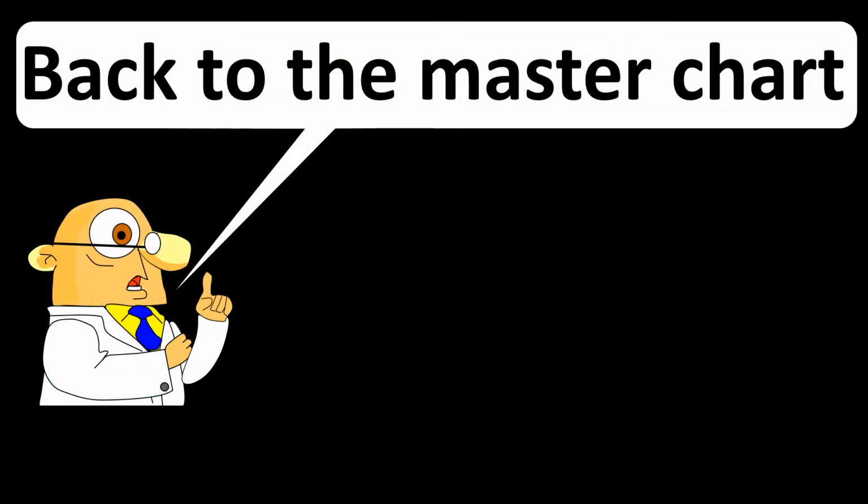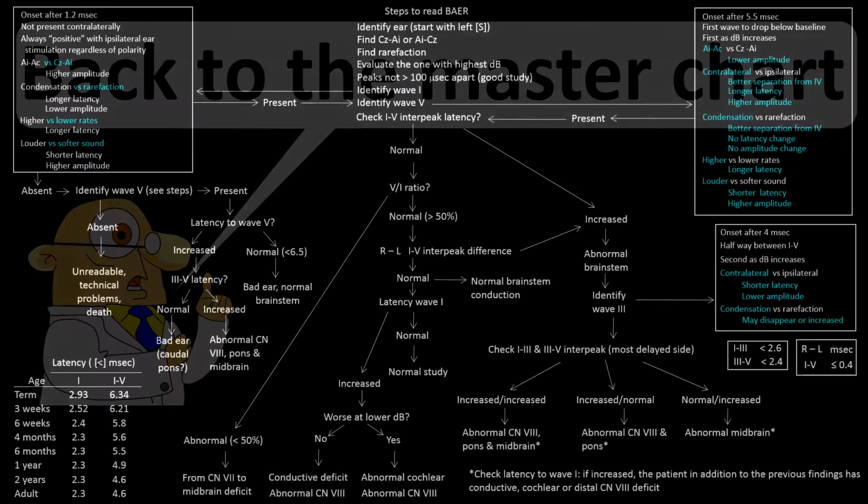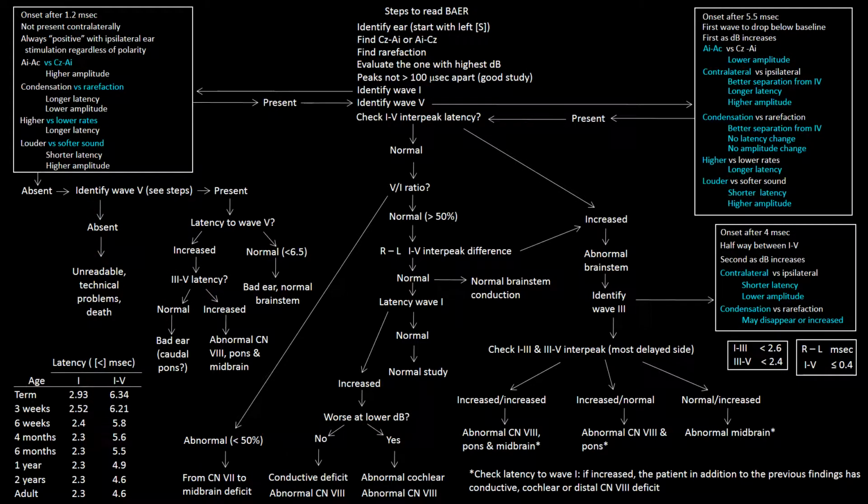So now let's go back to the master chart, which you can see here, to indicate that wave 5 was identified. The next step is to determine the 1 to 5 interpeak latency or interval. This is done in order to determine whether the brainstem auditory conduction as assessed by left ear stimulation is normal or abnormal.